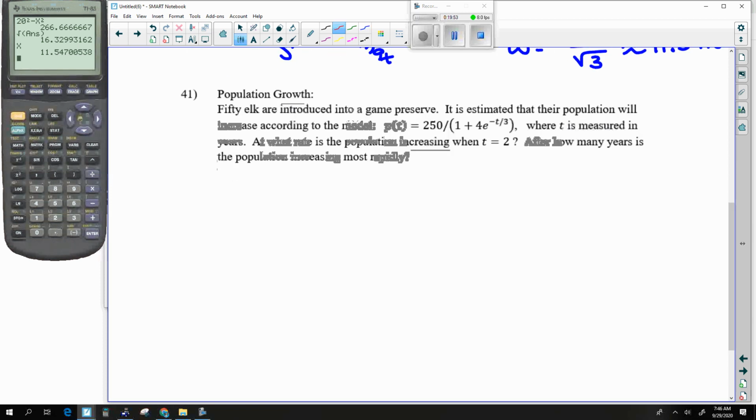Okay, 50 elk are introduced into a game preserve. It is estimated that the population will increase according to the model, blah, blah, blah, where T is measured in years. What is the rate of the population increasing when T is equal to 2? How many years is the population increasing most rapidly? That's a tricky question, that very last one.